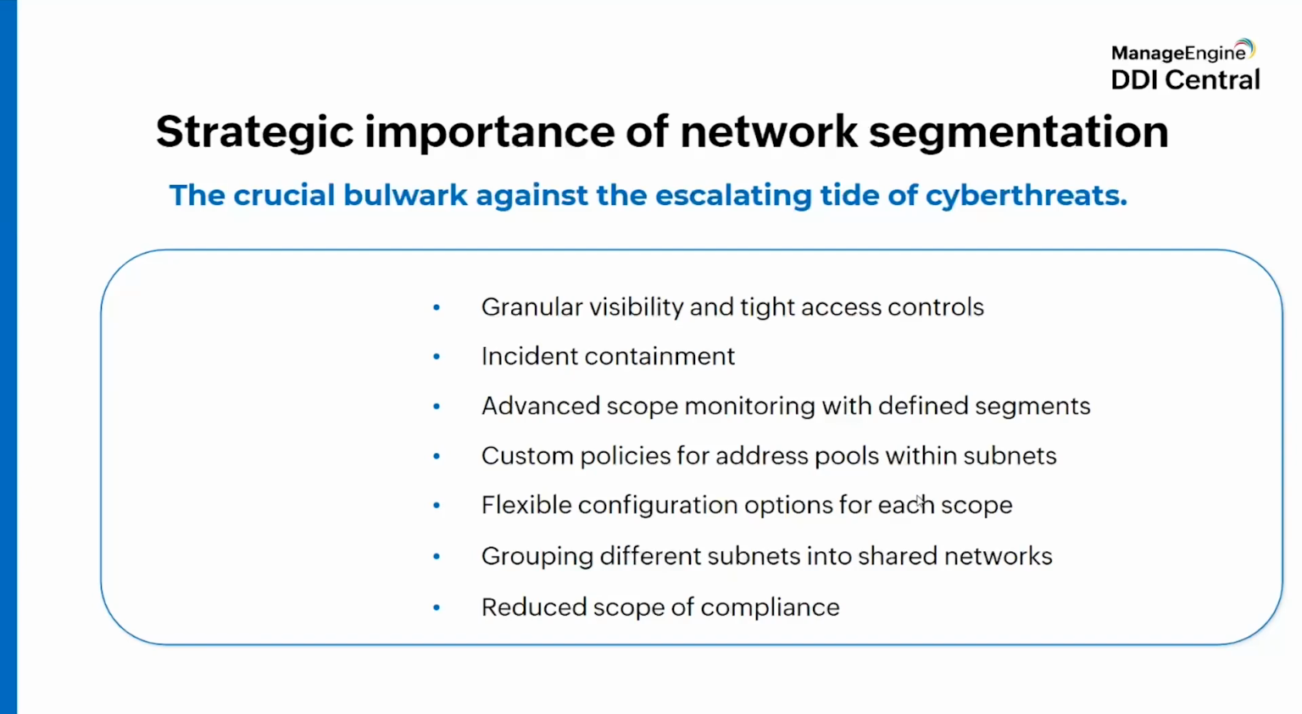In the event of a security breach, segmentation helps contain the impact over a limited area, preventing the spread of harmful effects across the entire network. Advanced scope monitoring with defined segments provides network administrators with a visual breakdown of IP addresses within the scope based on the availability status and capacity thresholds, ensuring effective capacity planning and resource optimization.